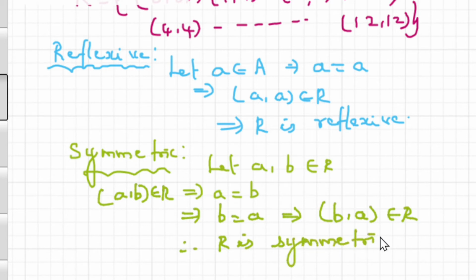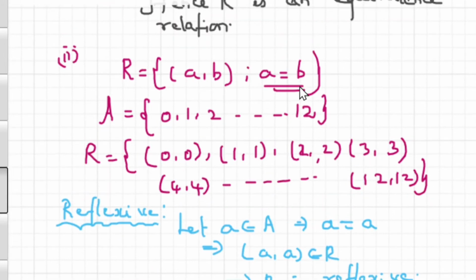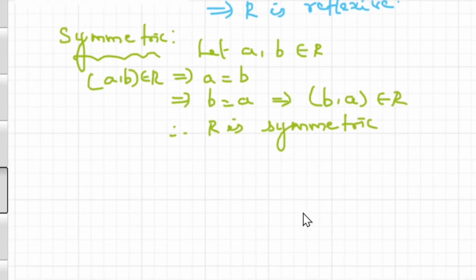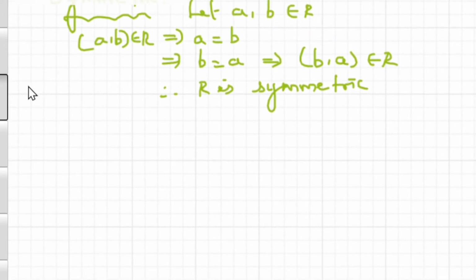If A comma B belongs to R, then with the given condition A is equal to B. So, if we interchange these two, B is equal to A, then B comma A belongs to R. That is the meaning. So, therefore, R is symmetric. Then we'll prove the next condition, it is transitive.